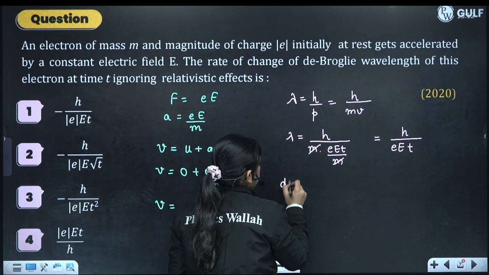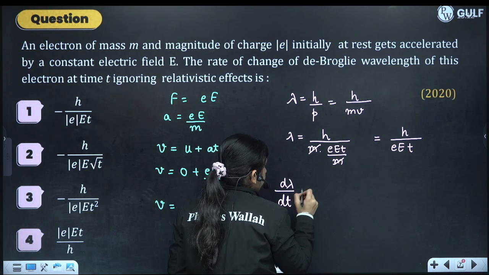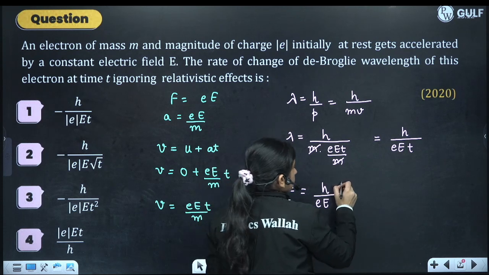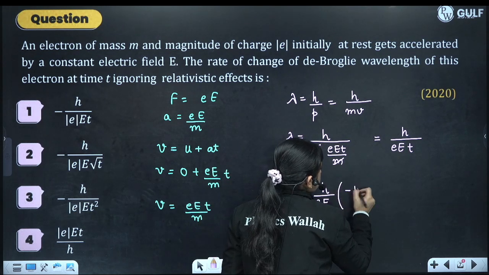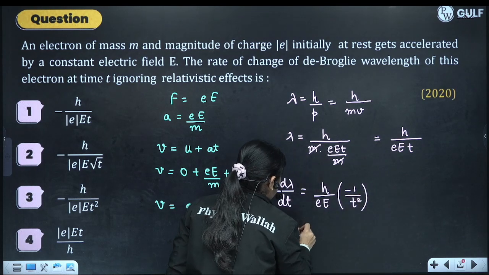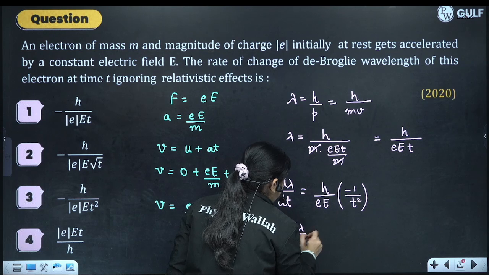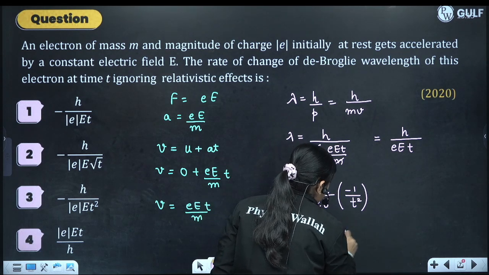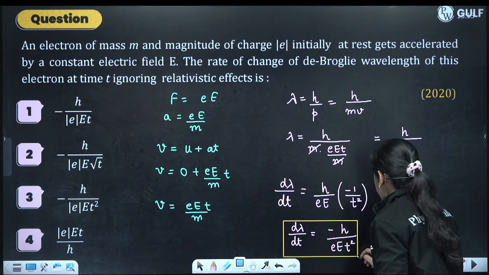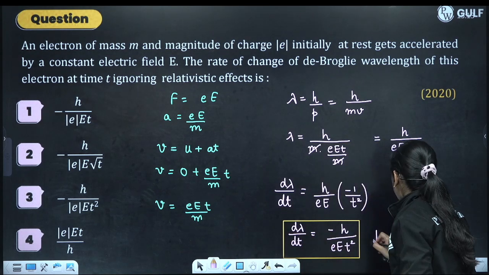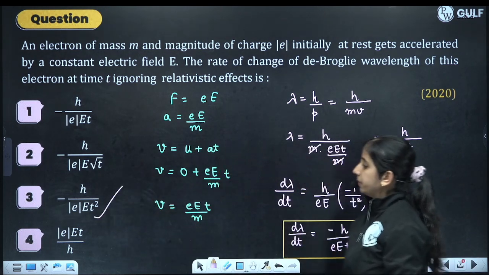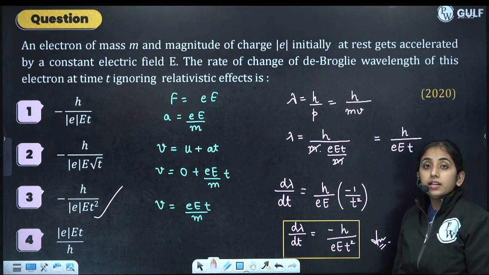Now we can easily calculate d lambda by dt. This will be h by e into E, E is a constant. Differentiation of 1 by t is minus 1 by t square. So from here we get d lambda by dt is minus h by eEt square. This will be the answer. So option number 3 will be the answer, h by eEt square.